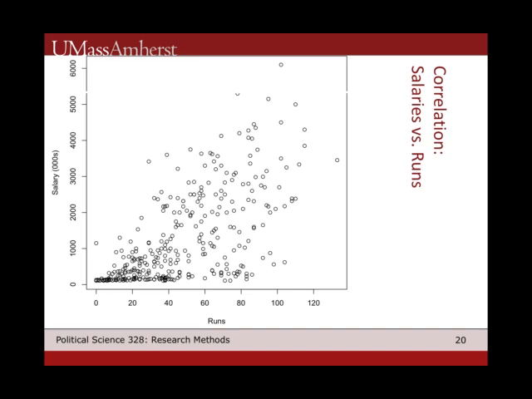And what we can see here is there's a clear upward slope, right? The more runs a player scored in that year, the higher their salary. This is an example of what correlation looks like. So when we get to actually plotting our data, these are the types of things we're looking for.